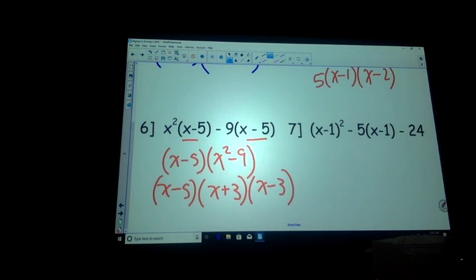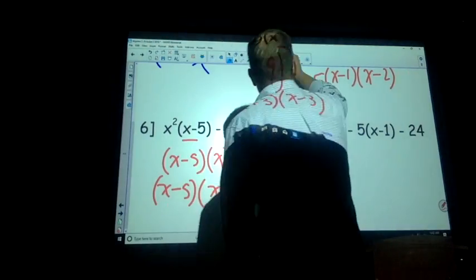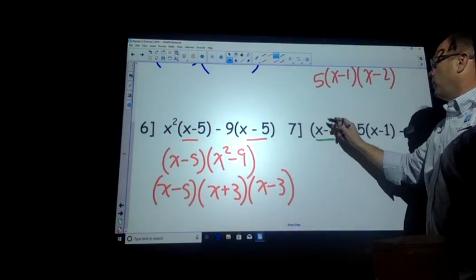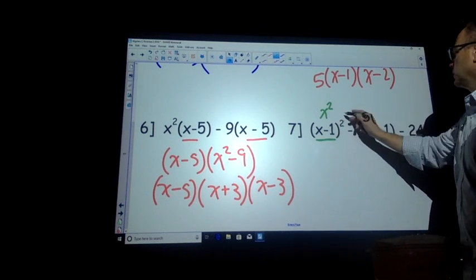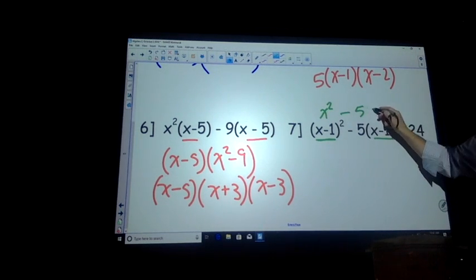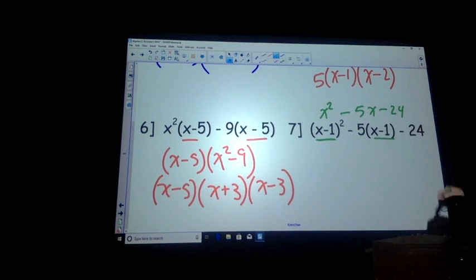Now, the last one makes me want to barf a little bit. Oh, yeah. Okay, yummy. So I'm just going to put this. Is that okay? And then once I'm done with my problem, I'm going to put x minus 1 back in.